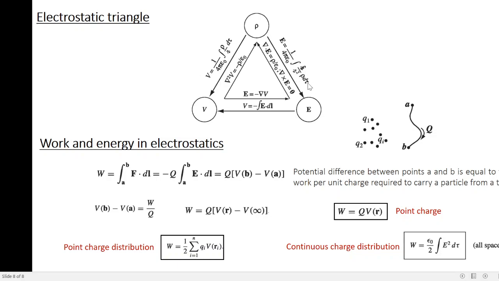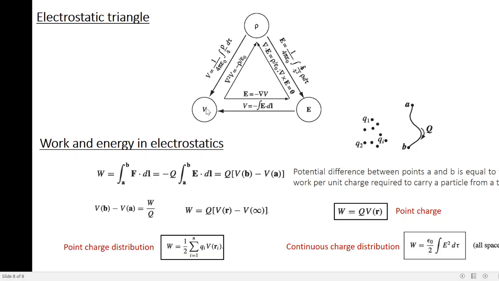The prime notation is missing here. Remember, whenever you talk about a source element, you need to add the prime notation. Similarly, you have a differential relation between electric field and the charge density, divergence of E equal to rho by epsilon naught.